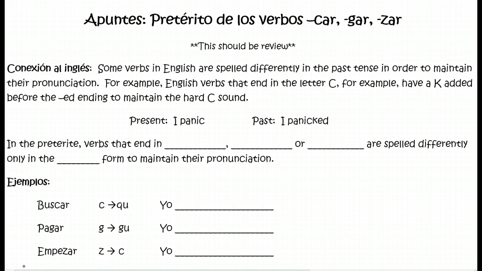Hi students, today's video should be a review for you. We're going to review the preterite of verbs that end in car, gar, and zar. You can find a note sheet that accompanies these notes, this video, on page 8 of your packet.